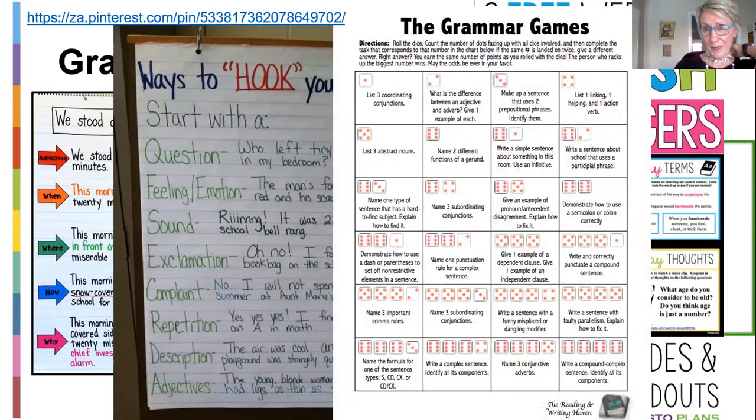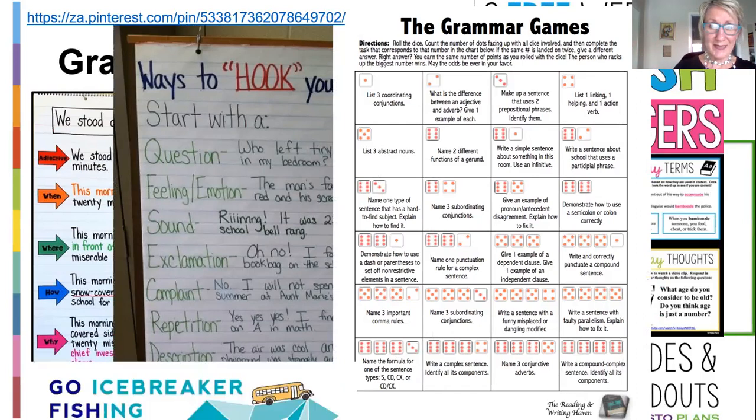This is quite a nice grammar game with dice. If you get a 1, you've got to list 2 coordinating conjunctions. If you get a 2, you've got to say what the difference is between an adjective and an adverb and give one example of each. So there's a whole lot of things that you can do with just dice in the class. You can be sitting separately, social distancing, throw the dice, and you've got to say these things.